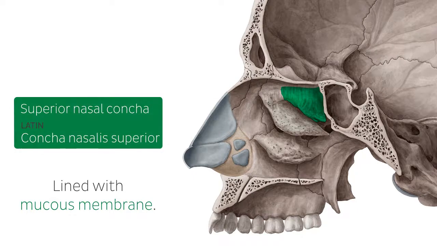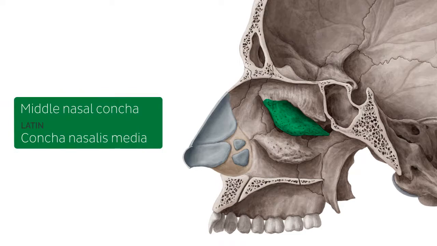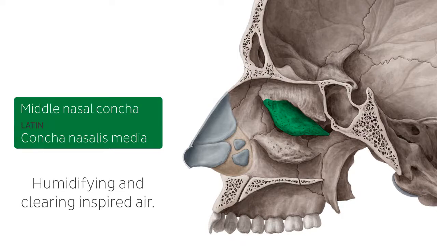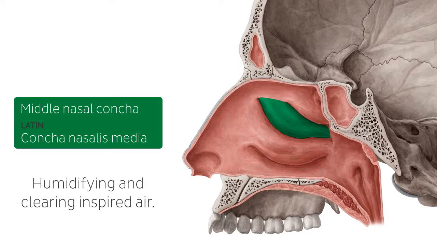The second of the three nasal conchae found on the lateral wall of the nasal cavity is the middle nasal concha. Like the superior nasal concha, the middle nasal concha also arises from the perpendicular plate of the ethmoid bone. It is situated below the superior nasal meatus and above the middle nasal meatus. It plays a role in humidifying and clearing inspired air of microparticles. Here we can see the middle nasal concha with its mucous membrane highlighted in green.